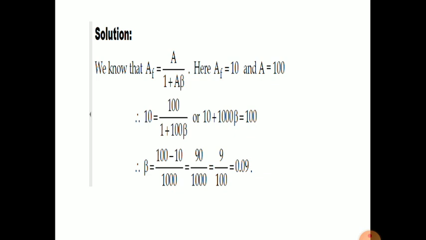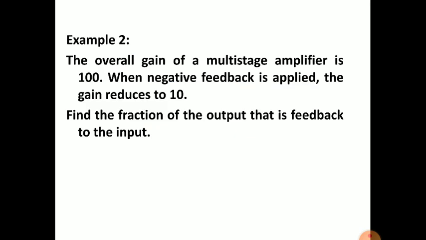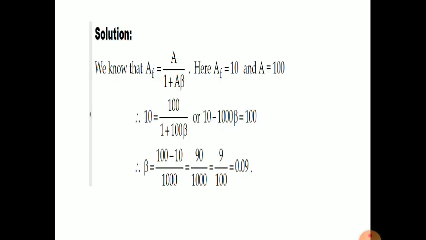So feedback fraction is 0.09, that is 0.09 fraction of the output is fed back to the input. So we have already known that sampling means collecting a sample value. So 0.09, if we express it in percentage, it is 9%.